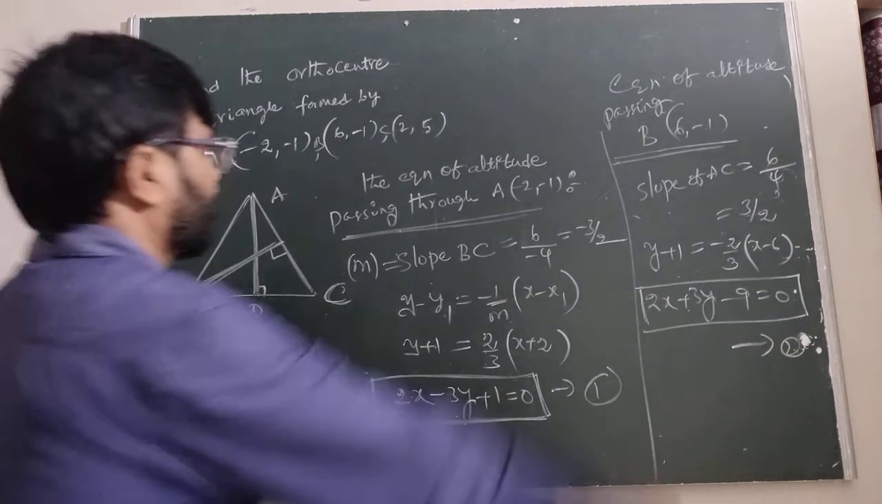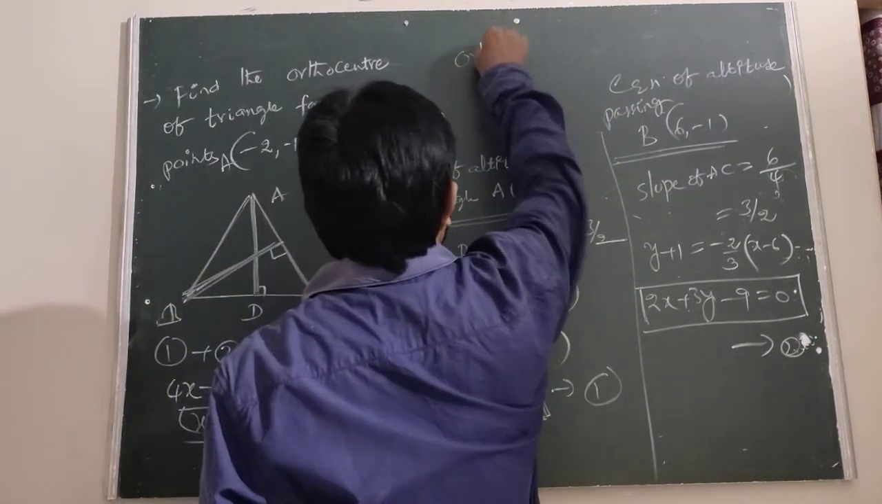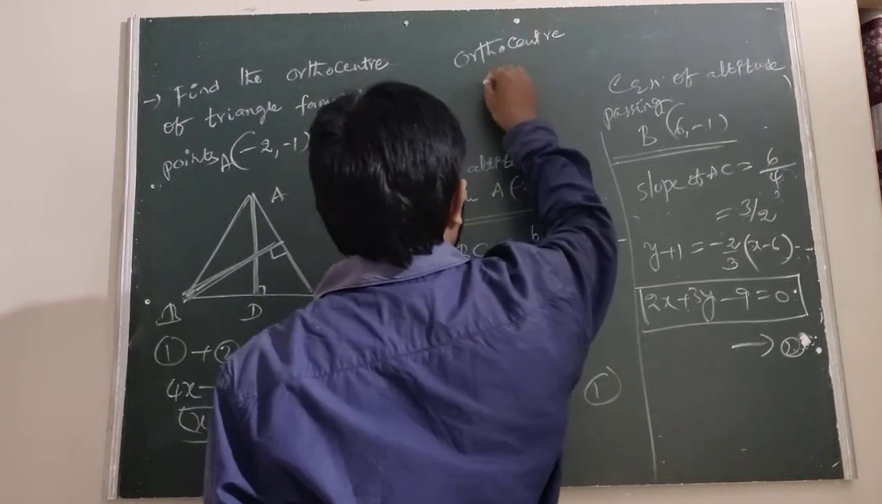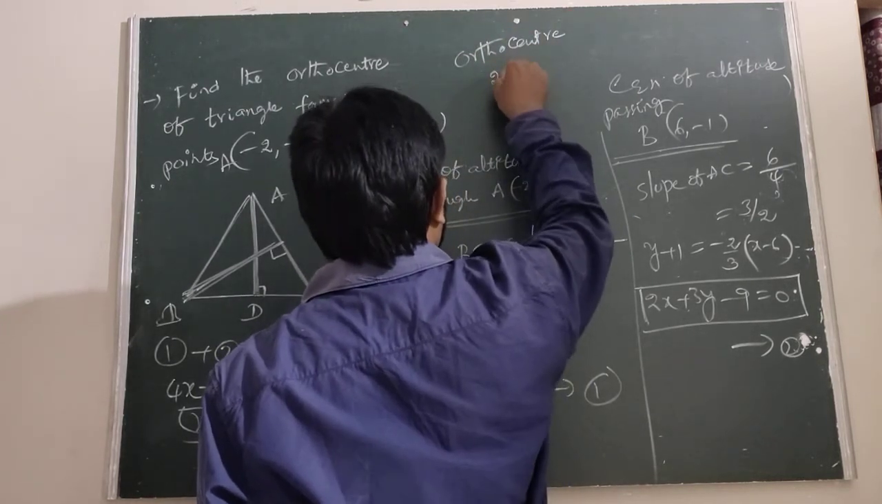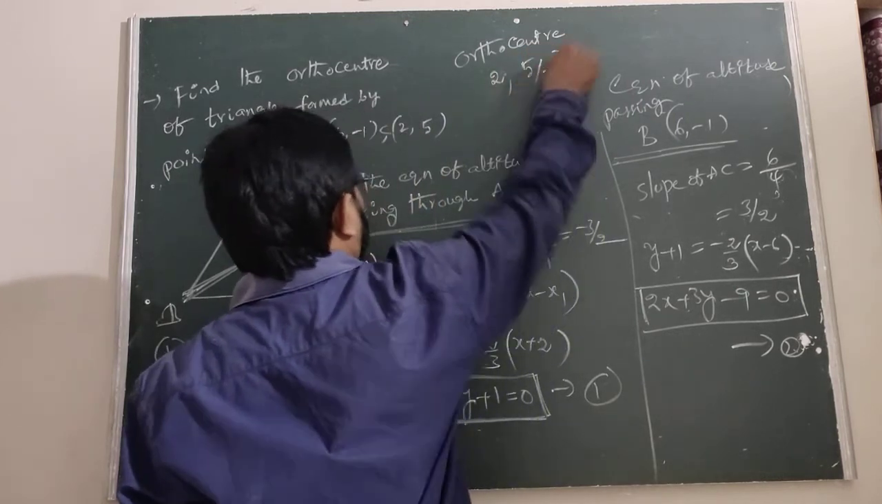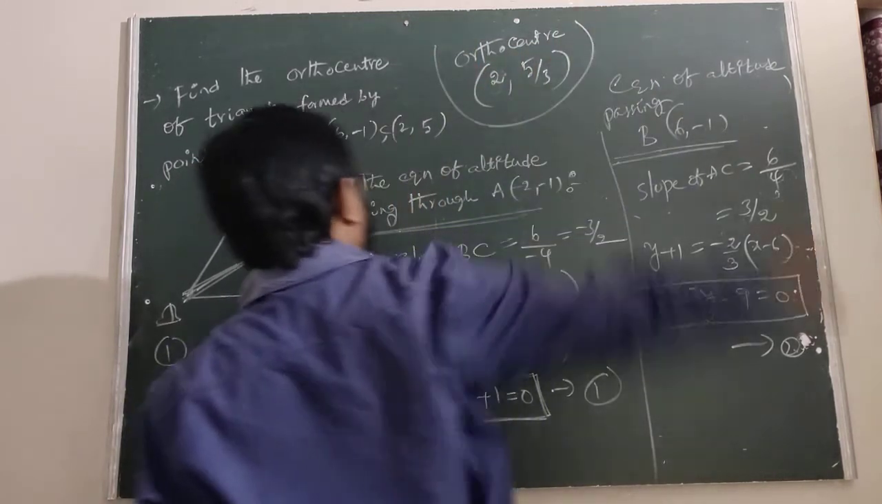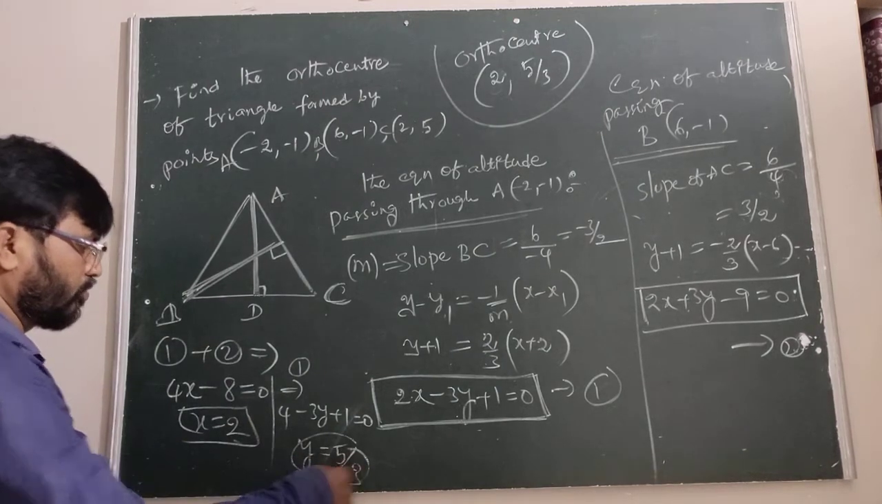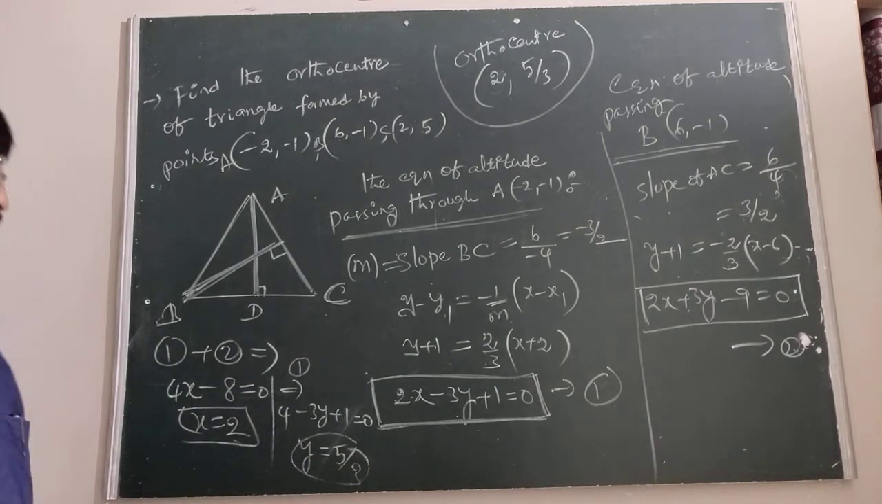Finally, you can write the orthocenter. The orthocenter is (x, y) equal to (2, 5 by 3). Finally, you can write the orthocenter: x is 2 and y is 5 by 3. Therefore, this is the orthocenter.